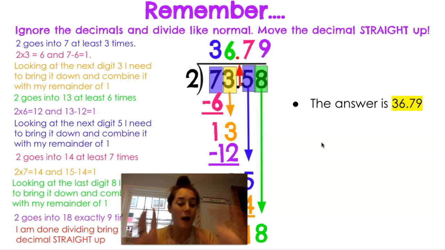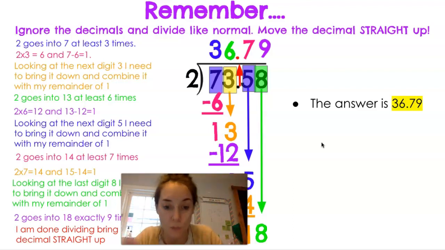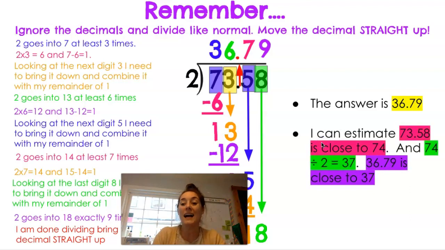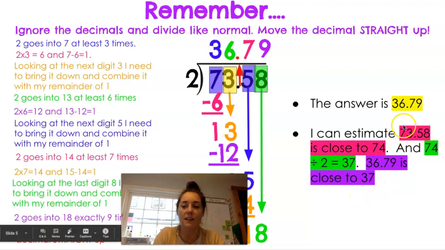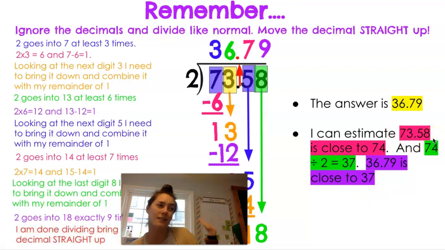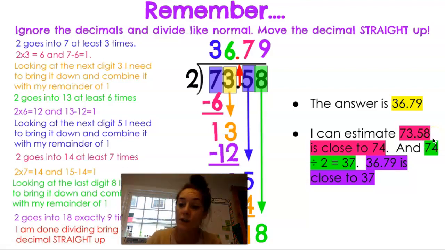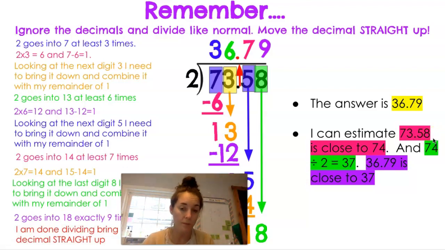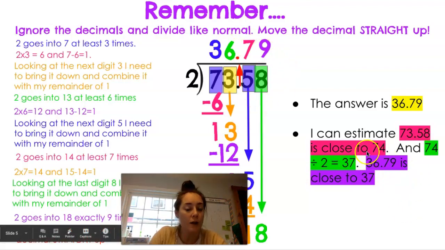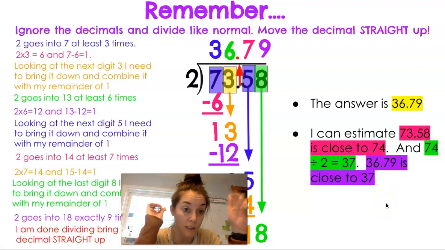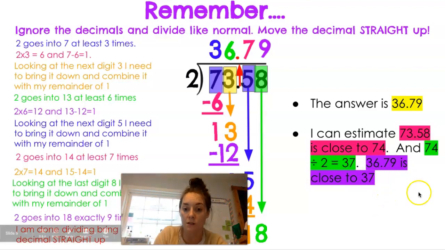Now, I want to talk to you about rounding or estimating to make sure that we've got a reasonable answer. I can estimate 73.58 is close to 74. Like if I had $73.58, I might just say, yeah, I got $74. And 74 divided by 2 is 37. Okay, if I go look at my original answer of 36.79, if I had $36.79, I'm totally going to say, yeah, I got $37. So 37 is close to my rounded answer. So you can use estimation and rounding to make sure that your answers are reasonable.